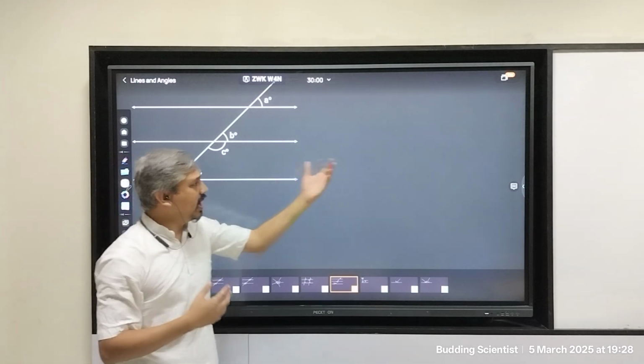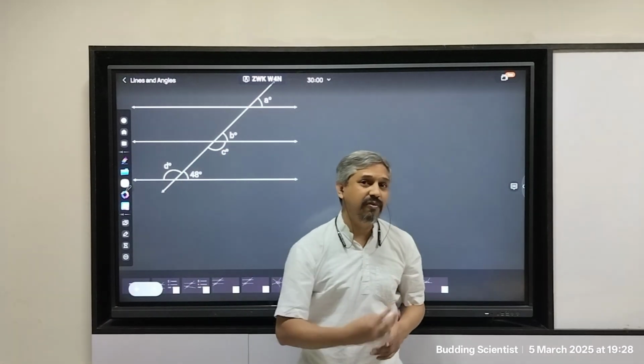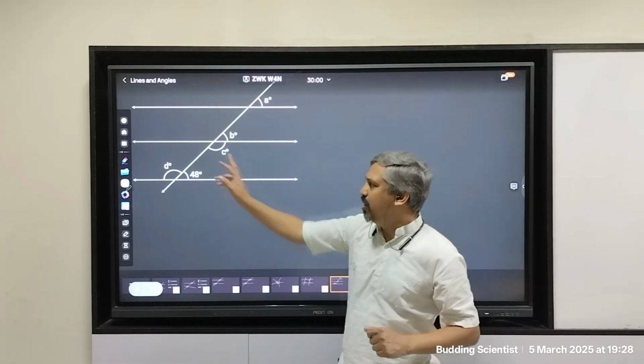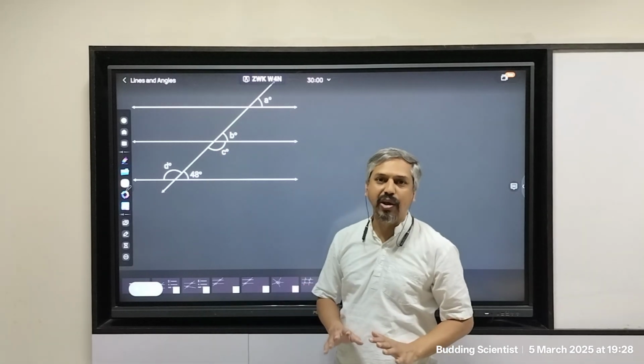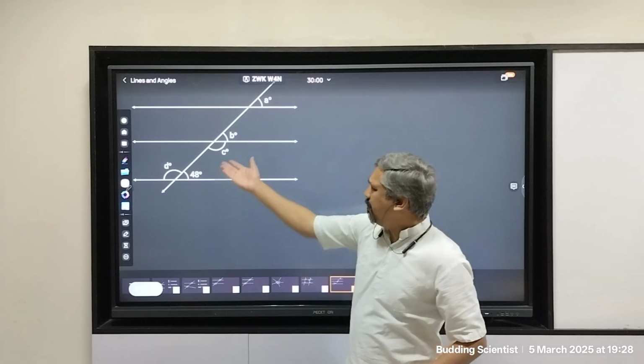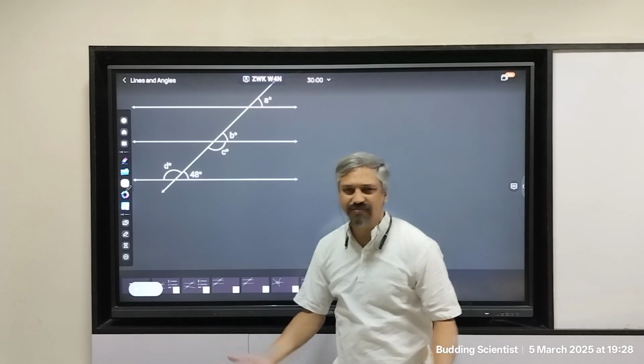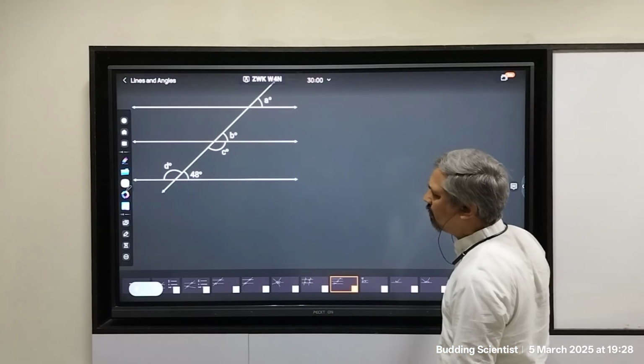I'm telling you, without writing anything, I told you three different ways with which I can find the value of C. But by all three different ways, the values come to be equal, accurate. B and A are equal because they are corresponding angles. That's it. Next problem.